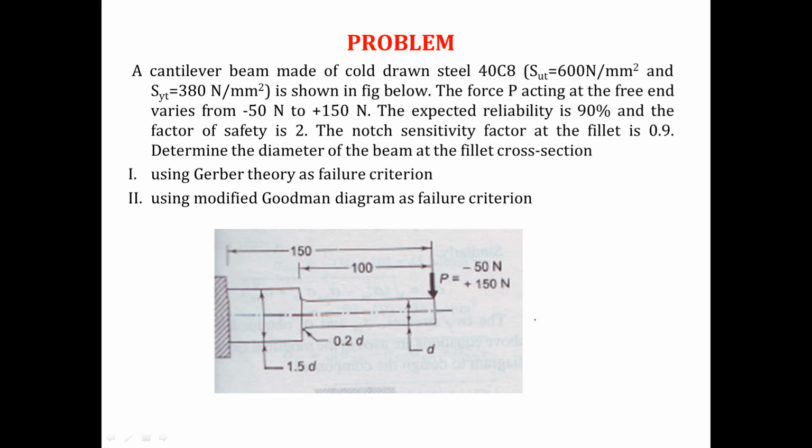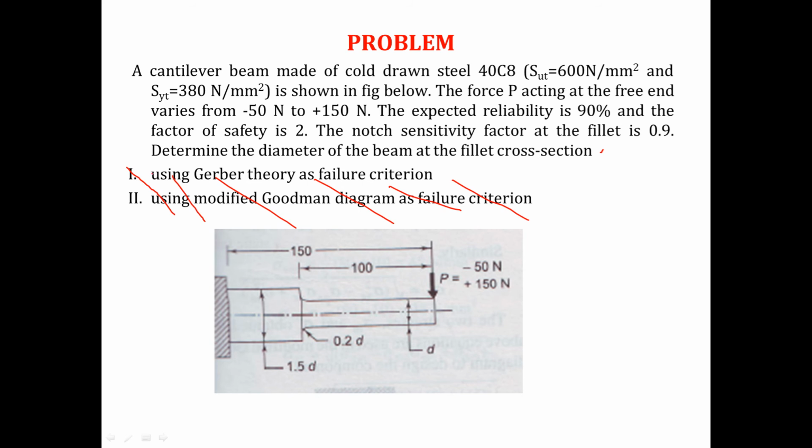Second way is, if I only give you that: determine the diameter of the beam at the fillet cross section, only this much. The question is only this much. Now you have to decide how to solve the problem. Whether you will use the SN diagram or the endurance diagram to solve the problem. How can you identify?